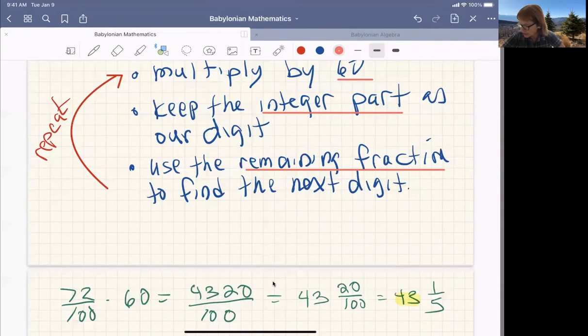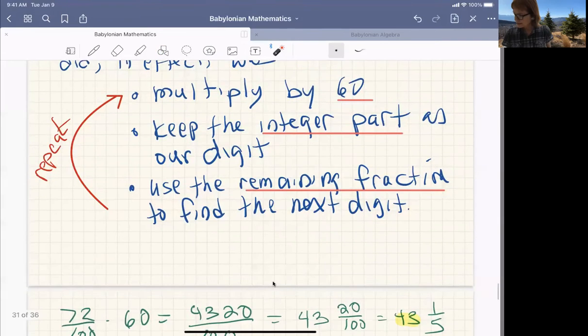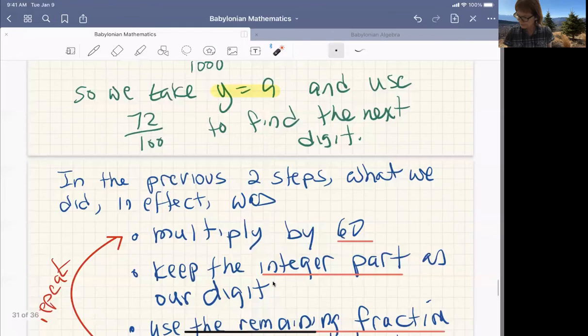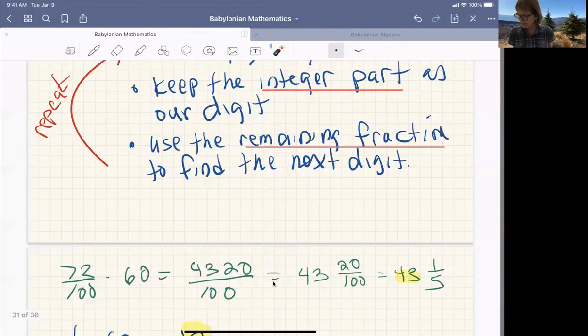So to find the next digit, I'm going to take the fractional part, which was 72 over 100. I multiply it by 60. I carry out the multiplication. I write it as an integer plus a fraction. I'll simplify the fraction. I keep the integer part to use as my digit, and I use the fraction part to find the next digit.